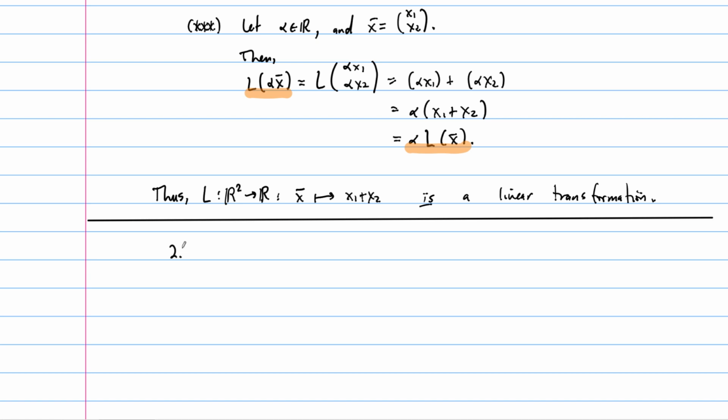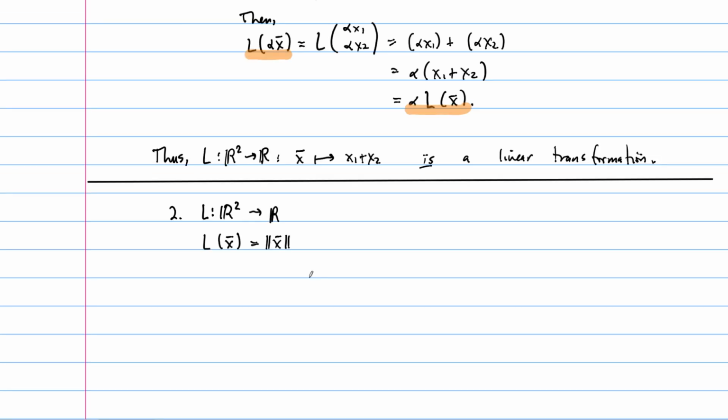All right, example 2. I've got 3 examples for this section here. So this one, I want to do again a transformation, or let's just call it a mapping, from R2 to R. And this time I want to define L of x to be the magnitude of x. So let's first recall how this is going to work. We're working with vectors that start in R2, right? Our domain space is R2.